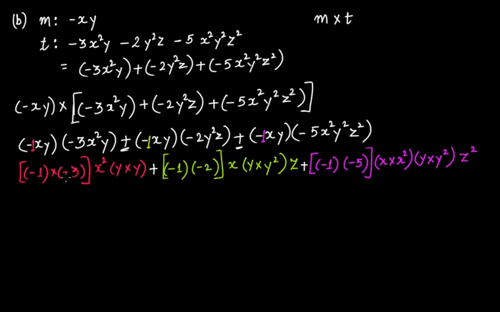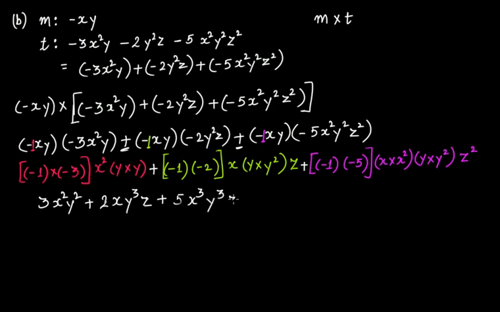Minus 1 multiplied by minus 3 is 3. This is x squared y squared. Then plus minus 1 multiplied by minus 2 is 2. This is x y cubed, since y multiplied by y squared is y cubed. This is z. Then you have a plus sign here. Minus 1 multiplied by minus 5 is 5. Then x multiplied by x squared is x cubed. This is y cubed.